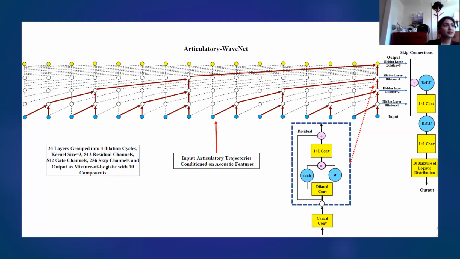The figure on this slide illustrates the AWN architecture. The AWN has been built up from stacked convolutional layers. Each stack contains nonlinear activation units for modeling the nonlinear acoustic and articulatory time series signals. It is followed by residual and parameterized skip connections to speed up convergence and enable us to design a deeper architecture.